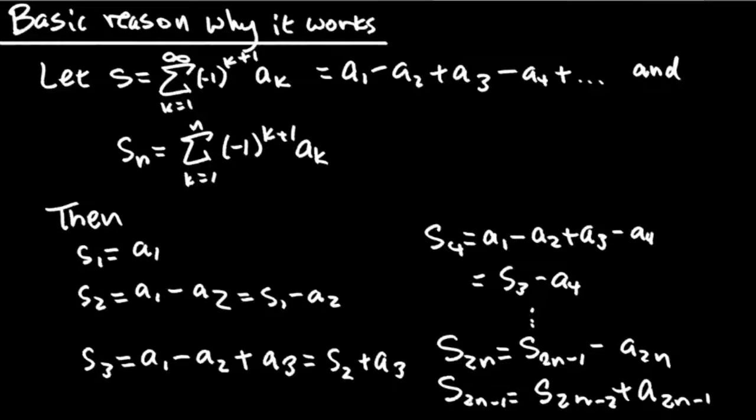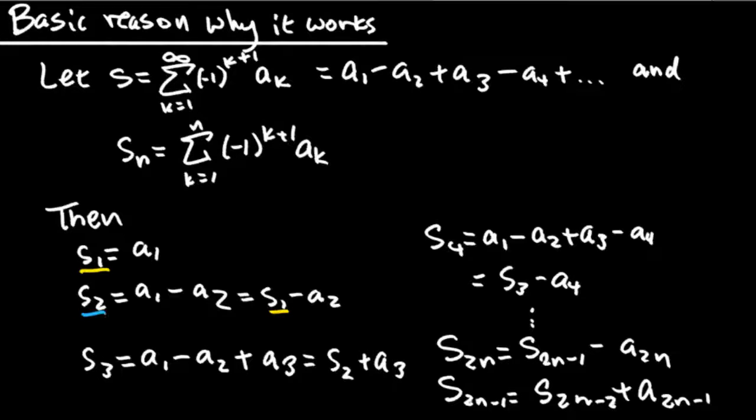There are a few basic reasons why. Let's just look at S itself. It'll be A1 minus A2 plus A3 minus A4 infinitely, right? So let's consider the partial sum S sub n and let it be this. Then we can see that S sub 1 is just going to be A sub 1. S sub 2 is actually going to be S sub 1 minus A sub 2.